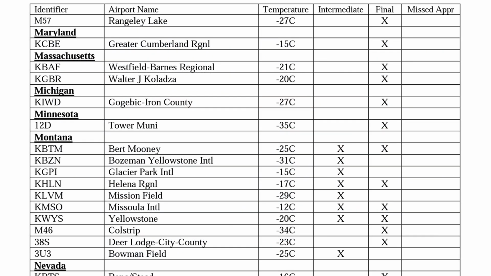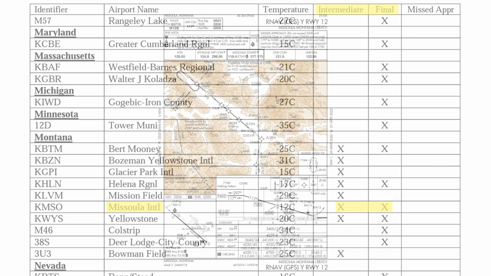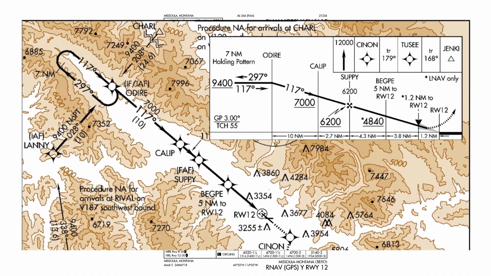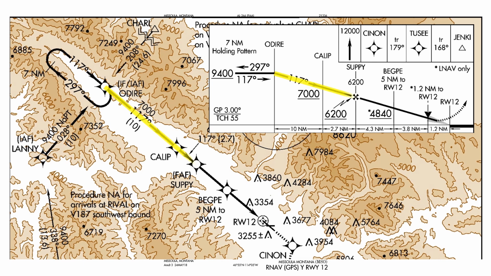Here's what that list looks like. In our airport, Missoula makes this list when the temperature is at or below negative 12 Celsius. Both the intermediate and final approach segments are affected. Looking at the approach plate for the RNAV Yankee, we can identify both the intermediate segment between Odiri and Supi, and the final segment between Supi and the missed approach point. For any of the affected segments, we'll need to correct the minimum altitudes.